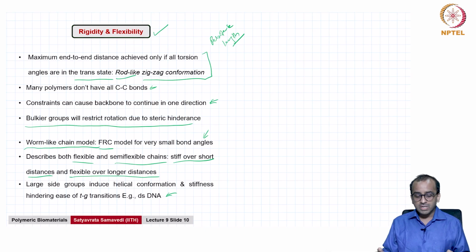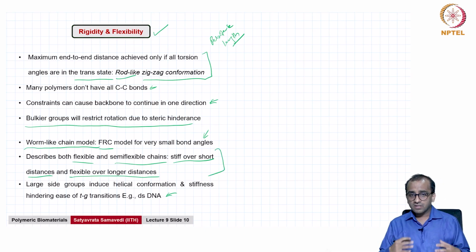Now, what determines whether the chain is stiff or flexible? I said it depends on the length scale of interest. So, we can talk about a standard length scale, and in comparison to that we can ask whether the length scale of interest is larger or smaller, and it turns out that can be used to define whether you are talking about stiff or flexible chains.